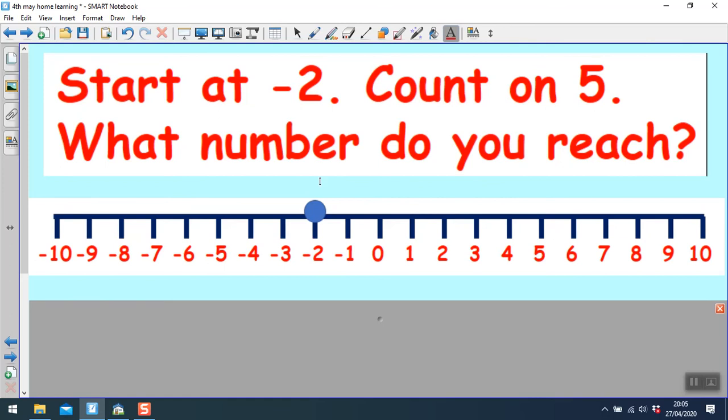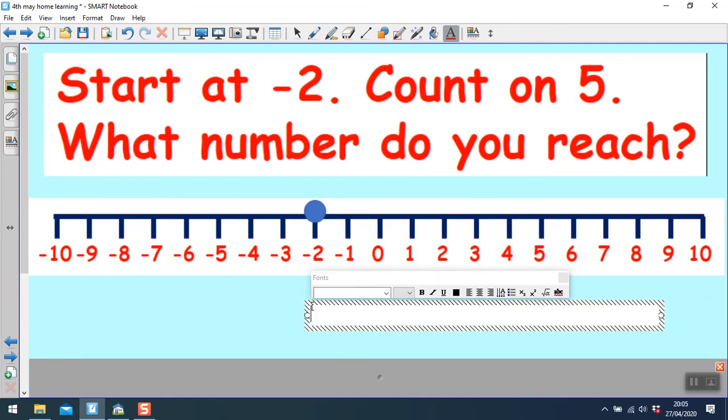Or I can think, if I add on 2, I get to 0. I need to add on 3 more so that I've added on 5 altogether. And my calculation is -2 add 5 equals 3.